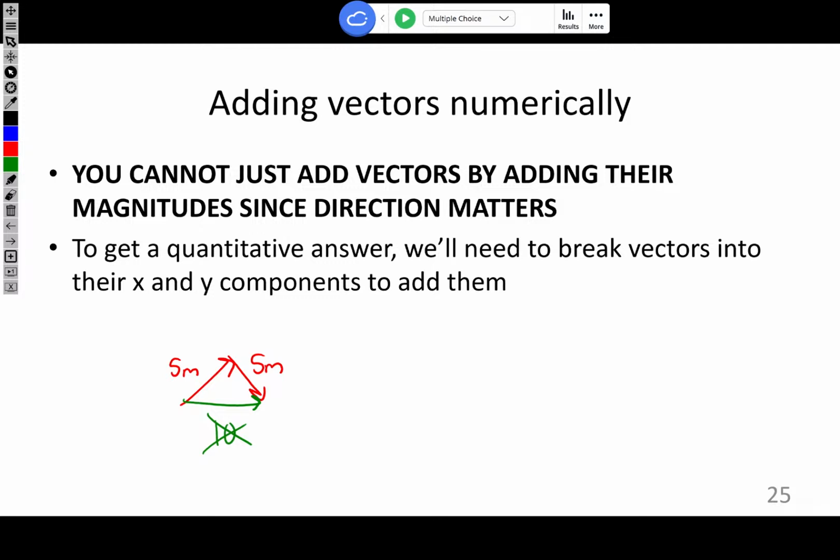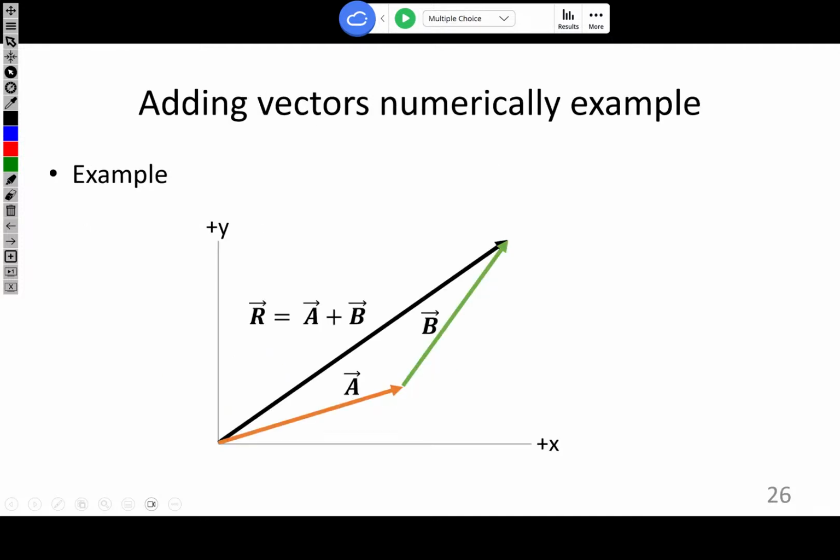This is not 10. You can't just add 5 and 5. Really easy way to remember that you can't just add these: if I have a vector to the right, that's 5, and then I add a vector to the left, that's 5. How far did I travel? I started back where I began. My final location is not 10 meters away. It's right where I started. I'm 0 meters away. You can see why you can't just add the numbers willy-nilly. You have to break them into components.